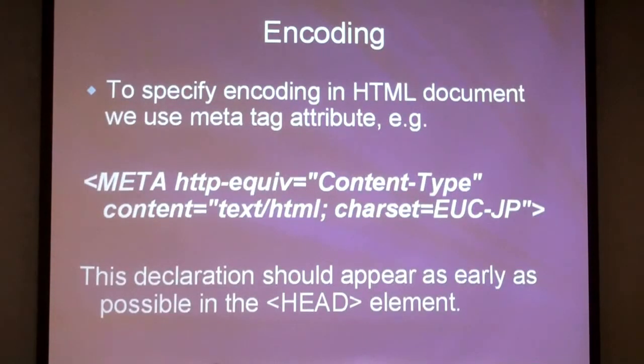So this is how it is done. We have to specify it in a meta tag, because meta is located in the head, at the beginning of the document, so we'll receive this information as soon as possible. Here is how it is done: we say meta http-equiv content-type, content text/html, and charset is EUC-JP. This is an abbreviation for a character set which supports European languages and Japanese at the same time. This should be located in the head part, because the head is the beginning of the HTML document and will be transmitted and received first.